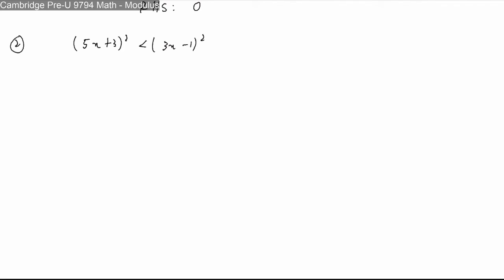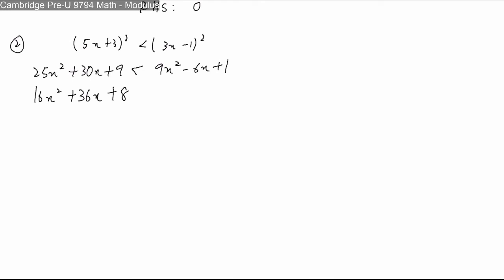So what we have is 25x squared plus 30x plus 9 is less than 9x squared minus 6x plus 1. So we just have to tidy up a little bit. So we have 16x squared and we have 36x, and we also have plus 8 is less than 0. So for the whole equation, we can simplify it a little bit first. From there we can get 4x squared plus 9x plus 2 is less than 0.